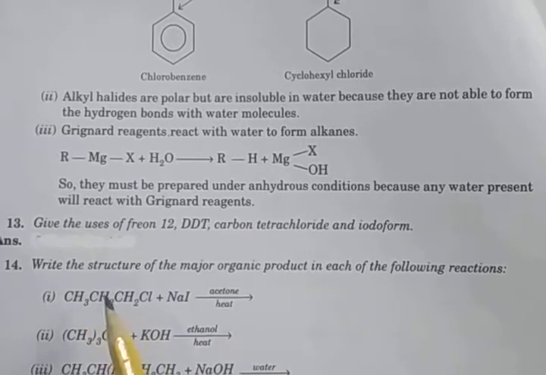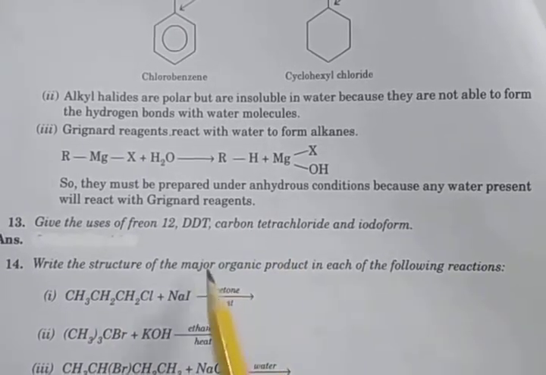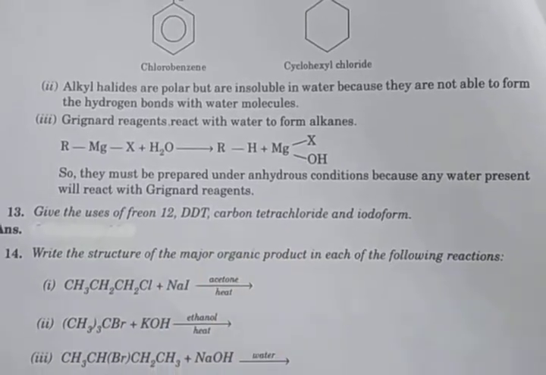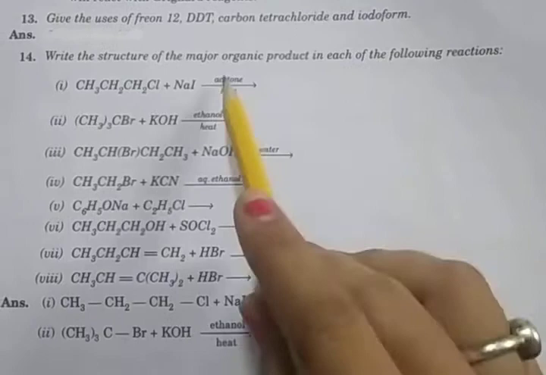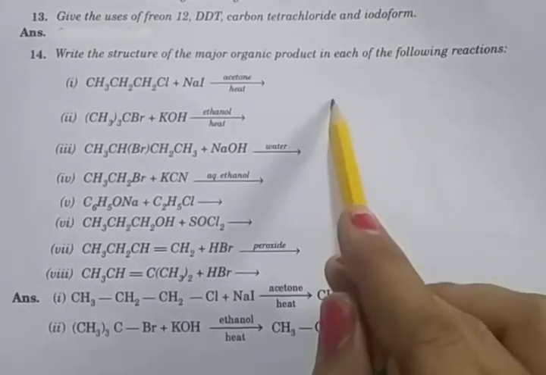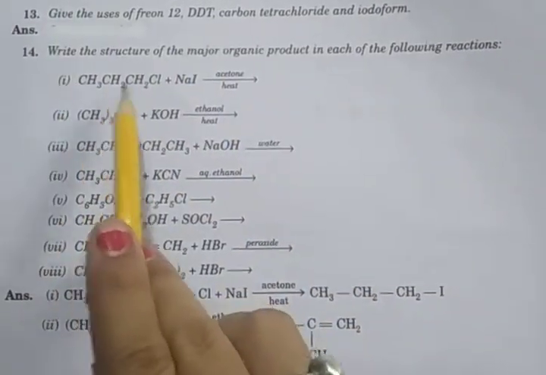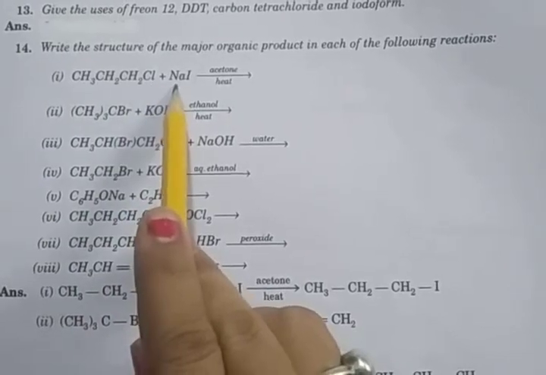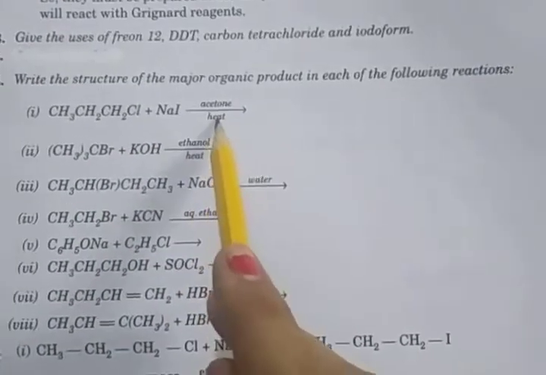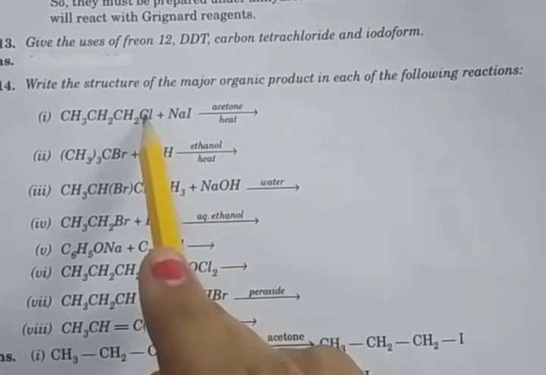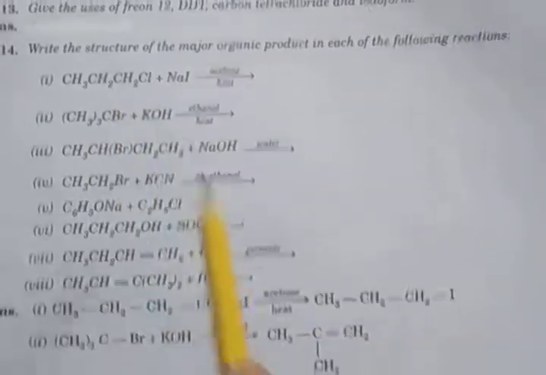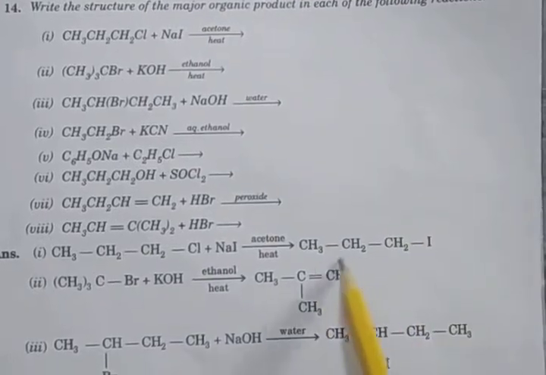In my notes it is already explained in the last topic, so please read it. Question number 14, write the structure of the major organic product. Here you see CH3CH2CH2Cl reacts with NaI in the presence of acetone. You already know that in acetone, Na reacts with Cl to give NaCl and iodine attaches. So which product is formed? Iodopropane.